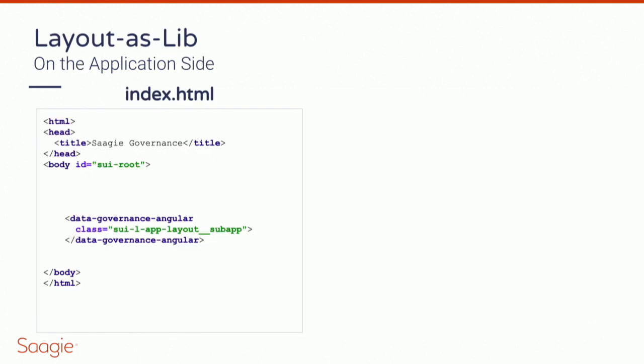So if we are going back on the application side, here it's the main HTML page of governance. You can see the component we've encapsulated into our web component layer. This time, we're going to encapsulate it with a component called Saagie-Layout, which is hidden by default. And that's all that we need to do on the HTML page.